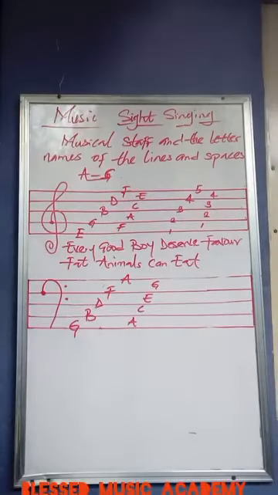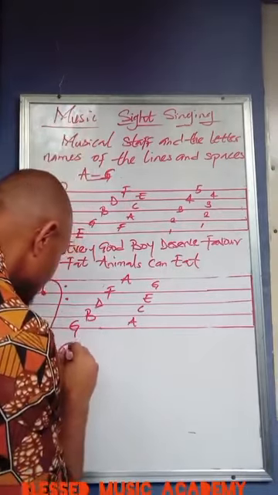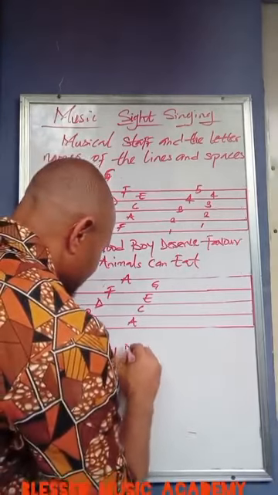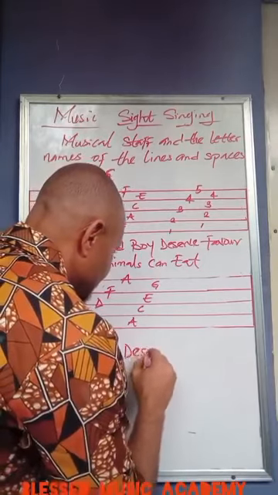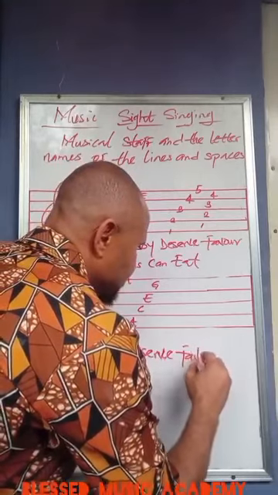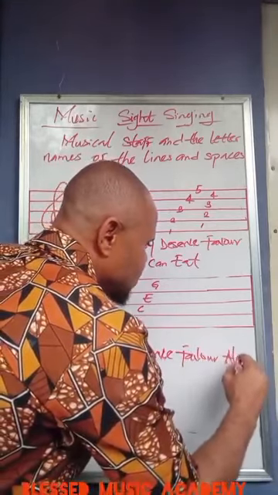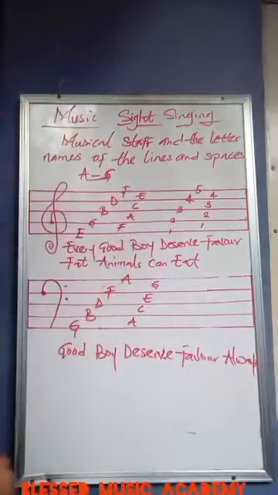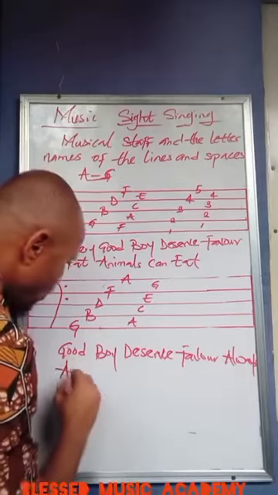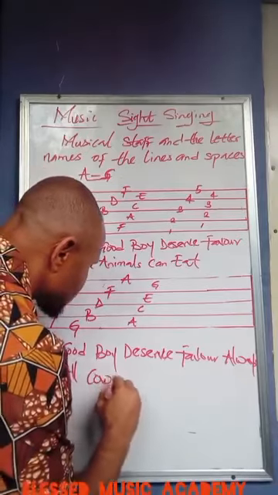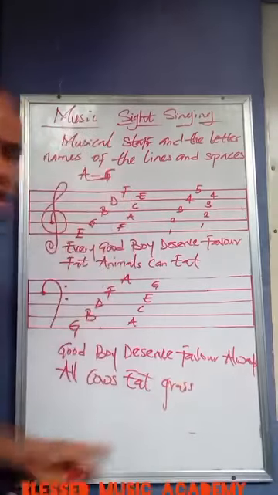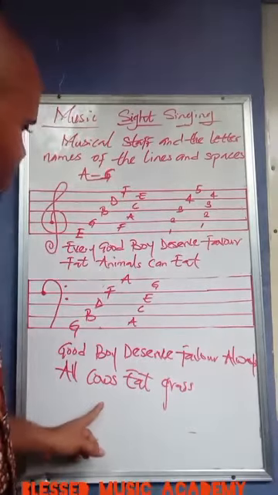The words that we normally use to remember them, we say good boy, drink or deserve, favor, always. This is what we normally use to remember the lines. For the spaces, we say all cows eat grass. This is what we use to remember the spaces.